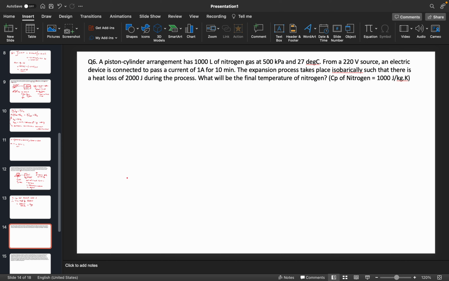Yeah. So next, there is a piston cylinder arrangement, and it has 1000 liters of nitrogen gas at 500 kilopascal and 27 degrees Celsius. Now there is a 220 volt source. An electric current device is connected to pass a current of 1 ampere for 10 minutes. The expansion process takes place isobarically such that there is a heat loss of 2000 joule during the process. What will be the final temperature of nitrogen?